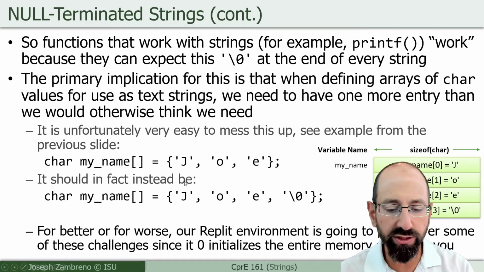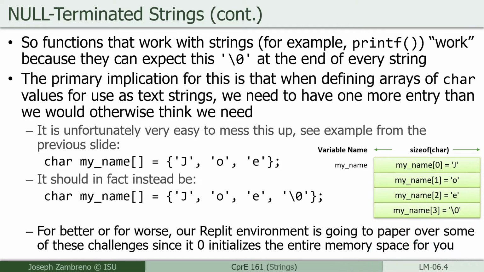For better or for worse, this replit environment that we're using papers over some of these details for you. As we saw when we were trying to overflow memory in the prior examples from the previous learning module, there's a lot of zeros initialized in memory. I couldn't get it to crash, even though on my own machine I was able to crash it pretty quickly. Since it's initializing the entire memory space for you, you may get away with not correctly null terminating things on occasion, but it's still the right convention.